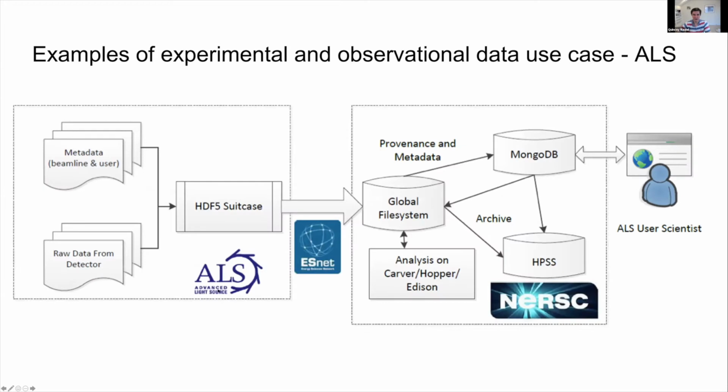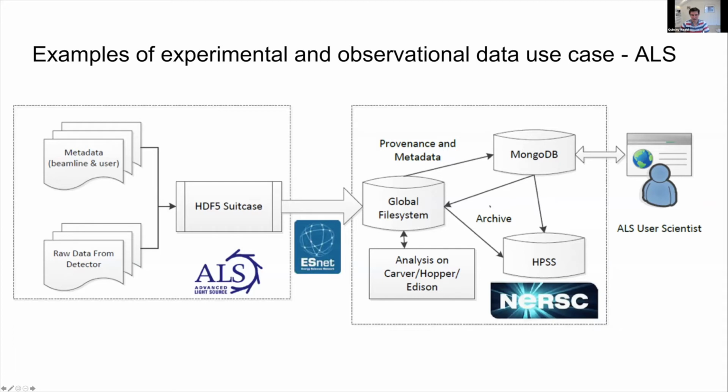Similarly, the Advanced Light Source example, they'd love to have their data being gathered into what they called suitcases of HDF5 data and then transferred. In this case, it's across campus on the Lawrence Berkeley lab site, but then sent into the NERSC global file system to do analysis on the systems that are current, which are not Carver, Hopper, and Edison anymore. We have Cori and the new one coming online, Perlmutter, by the end of the year or so.